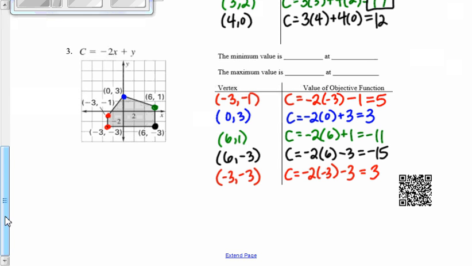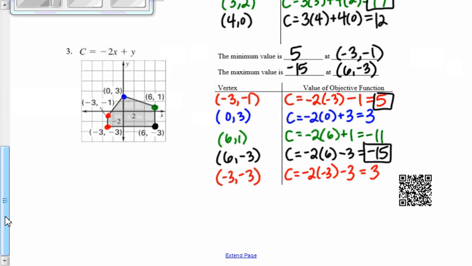Okay, so looking for our maximum value. Our maximum value was 5. That occurred at that first vertex I tested, negative 3, negative 1. Our minimum was negative 15, and it occurred at the point 6, negative 3.